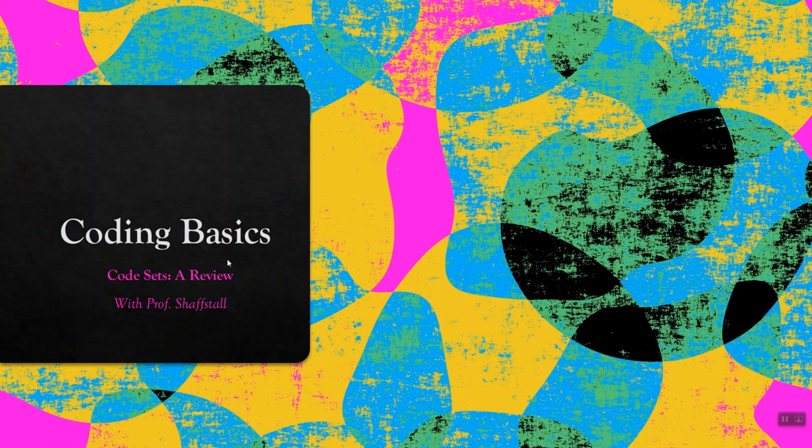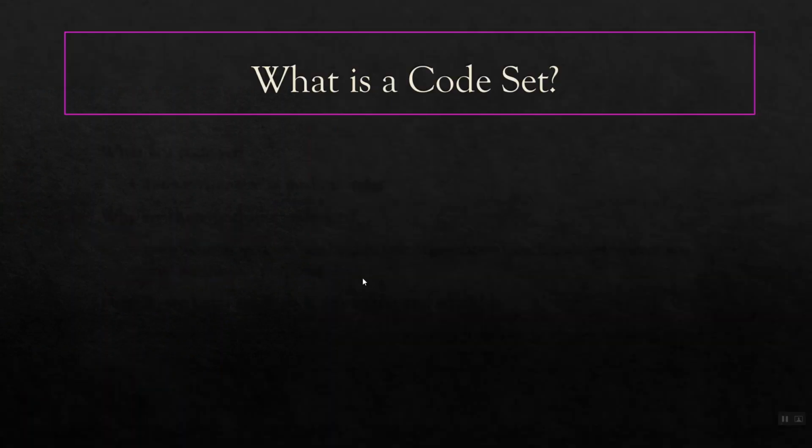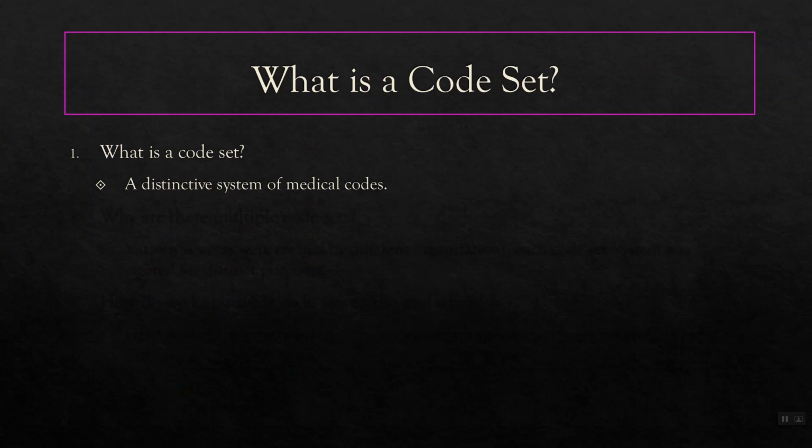Let's talk about code sets with a quick review. So we're going to start with the simple question, what is a code set? The short answer is a code set is a distinctive system of medical codes. So it's simply a system of medical codes to translate verbal and written narratives into codes to be transmitted.